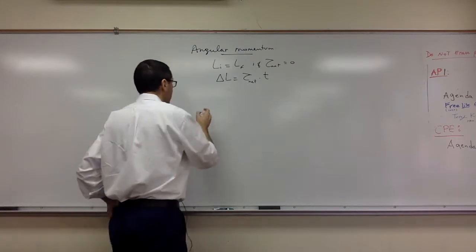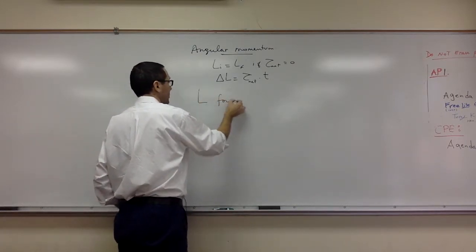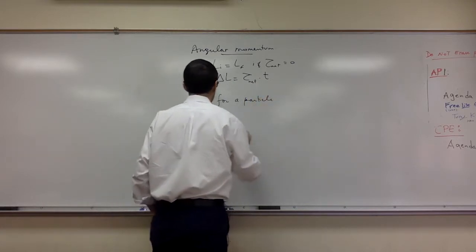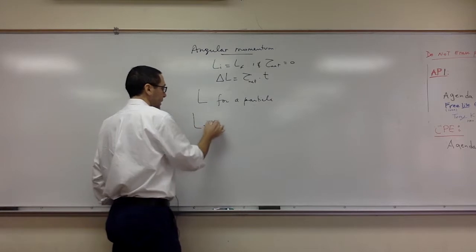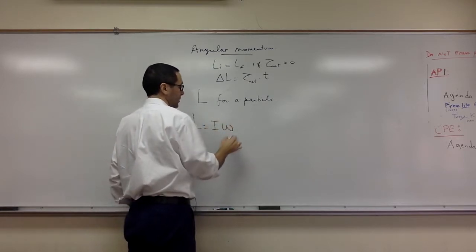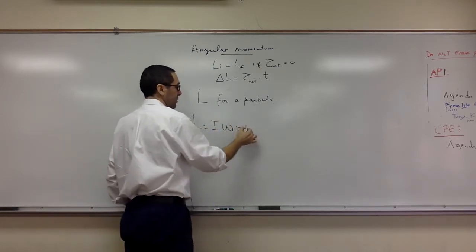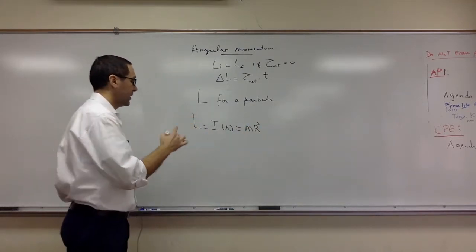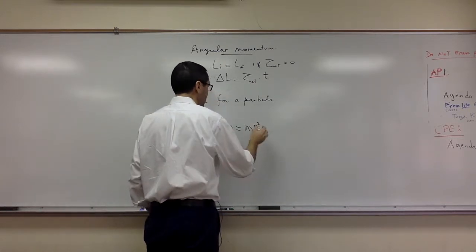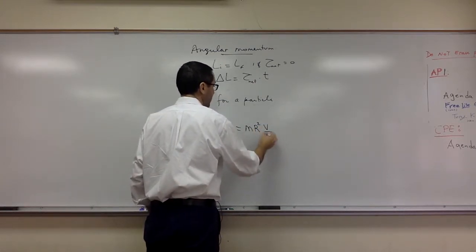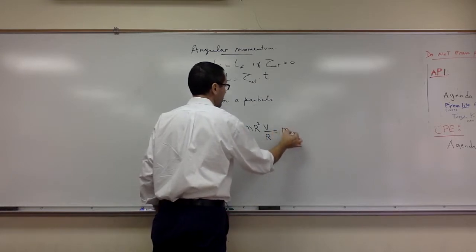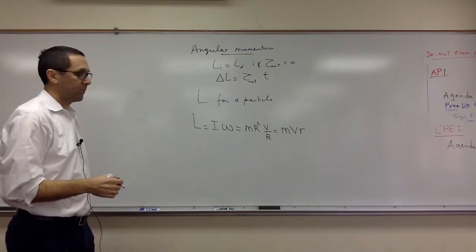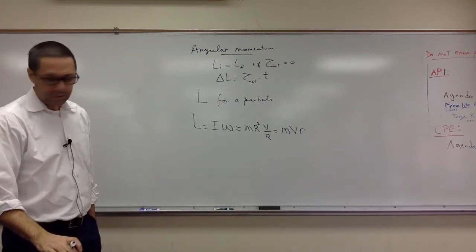Now, if I want to find L for a single particle going around an axis of rotation, okay? Now, L is I times omega, which is equal to, now for a single particle, the I is mr squared, r being how far this object is from the axis of rotation, times omega, which is v over r. So for a single particle, it should be just mvr. That's also true for a hoop, okay? We're going to be using that a lot.